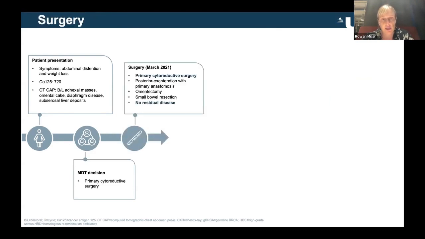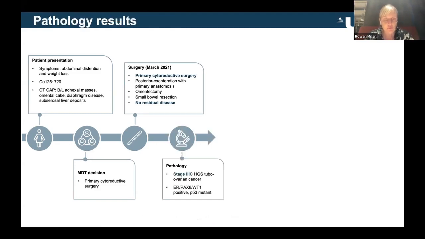So she underwent surgery. She had a big operation: posterior exenteration, primary bowel anastomosis, omentectomy, hysterectomy, oophorectomy, resection of a small bowel. So 2 bowel resections with no evidence of residual disease at the end of surgery. One of the biggest predictors of outcomes is the amount of disease at the end of surgery. As you would predict, those with no disease do significantly better than those with small volume versus large volume disease. The final stage was a stage 3C. She had bulky deposits outside the pelvis, high-grade serous ovarian cancer with the typical immunohistochemical pattern, so ER, PAX8, WT1 positive, and P53 mutant, which is almost ubiquitous in high-grade serous.